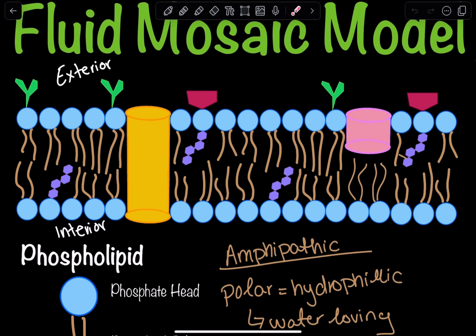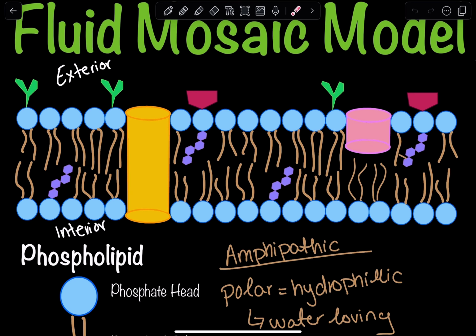Why is that? The exterior and the interior sides of the cell are an aqueous environment, which is polar. So since the interior is polar and the exterior is polar, the phosphate head is going to face the polar side. Why is that? It's because polar molecules want to be with other polar molecules, and nonpolar molecules want to be with other nonpolar molecules.